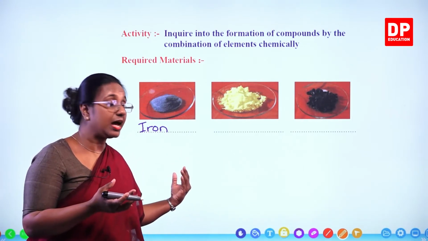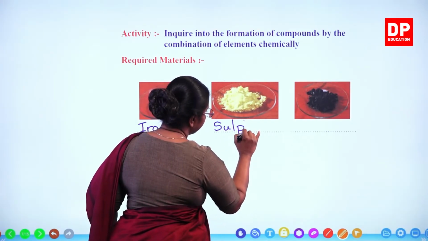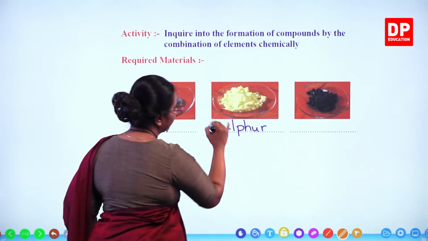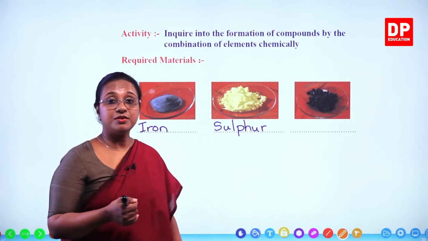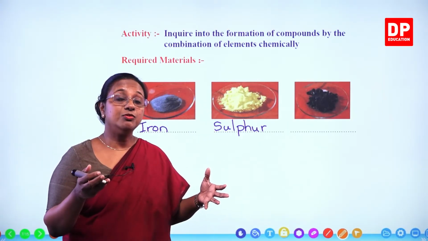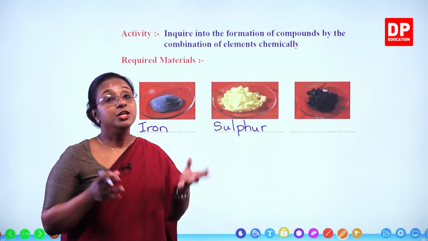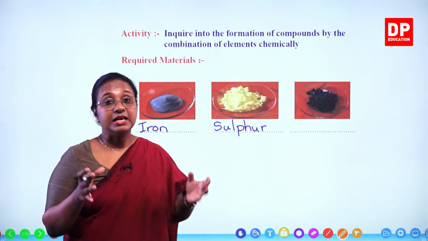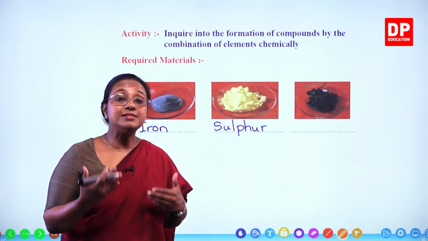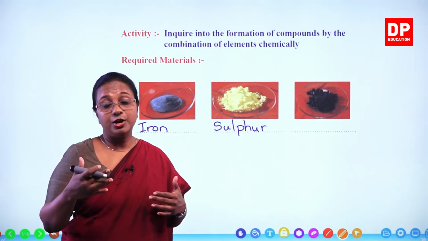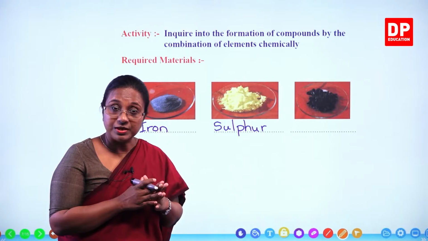We have already seen iron. Then we need to have sulfur. Again, sulfur is a solid, yellow color solid. You have seen that also. Observe the properties of sulfur. Then what we do is we put them together in a crucible. You know what a crucible is. It is a laboratory equipment that is used to heat substances for a long period of time at a high temperature. So we use a crucible.